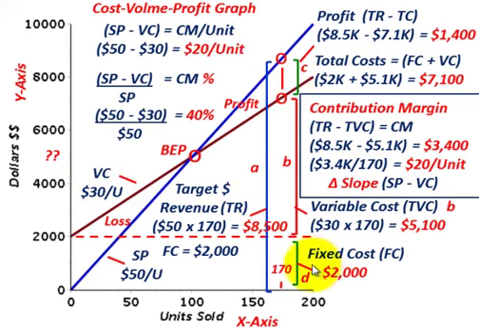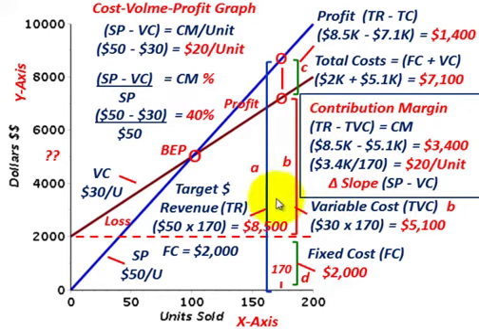We have the fixed cost here at $2,000, plus the $30 per unit of variable cost. So what would be our total cost at those 170 units sold? That would be our fixed cost of $2,000 plus the variable cost. And let's look at what that variable cost is.